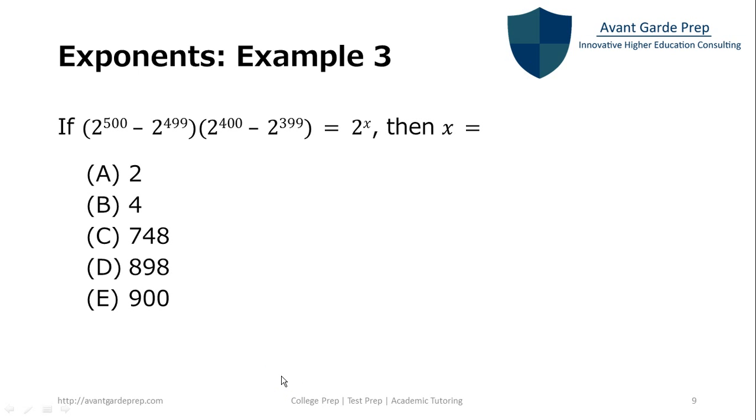Example problem 3 states, if 2 raised to the 500 minus 2 raised to the 499 times 2 raised to the 400 minus 2 raised to the 399 power equals 2 to the x, then x equals, and we have 5 choices here: 2, 4, 748, 898, and 900.